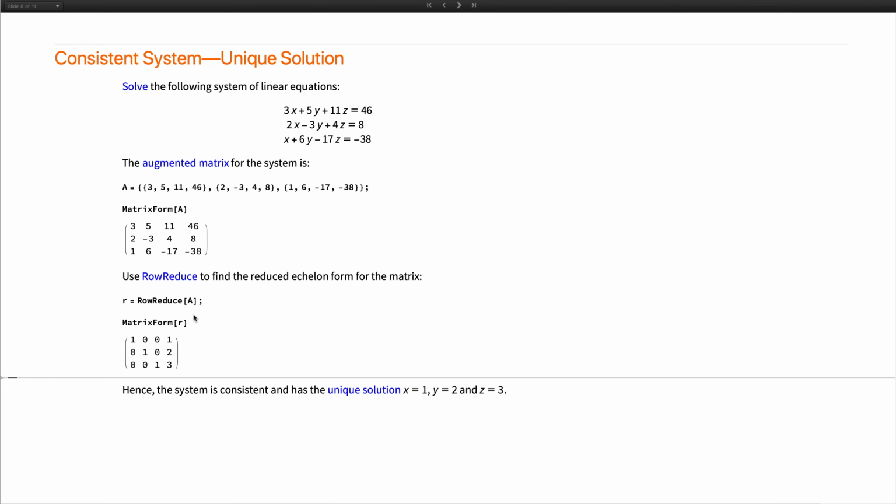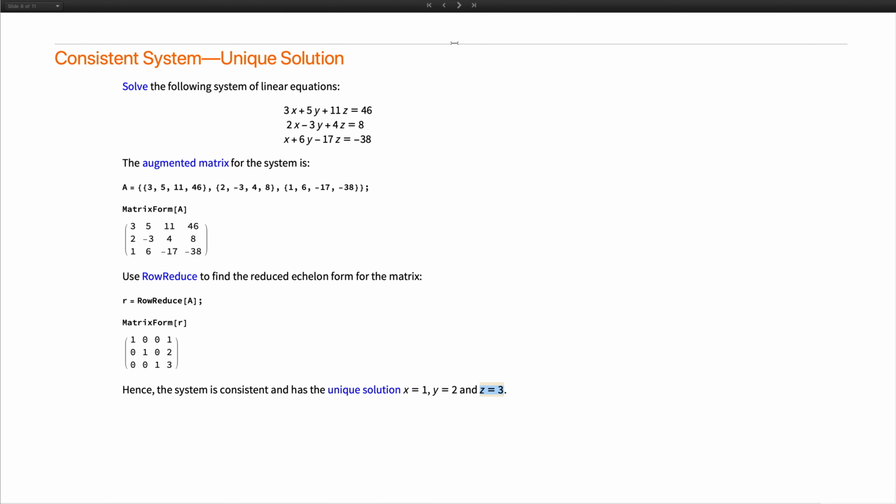Look at the matrix form, and now it's clear that this first one over here is just a placeholder for x. So x is 1, that's a y, so y is 2, and that's a z, so z is 3. So x equal to 1, y equal to 2, z equal to 3 is a very nice, simple, unique solution for this system of equations.